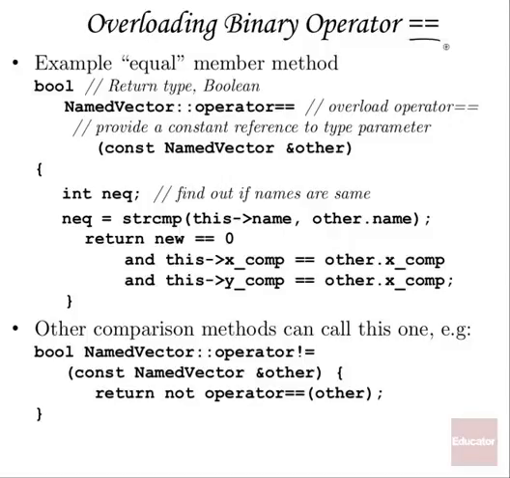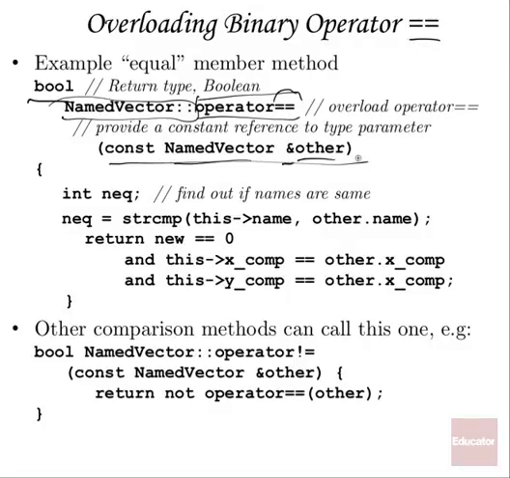If they're not, we'll return false. So again, like before, we've got a return type, which is Boolean. It will be either true or false. We've got our namespace scope here to say this is a named vector, and the keyword operator with the operator being overloaded. That's the name of this function. And again, we have a constant reference. We're promising we're not going to change it, of the type of the object, and here's a reference.